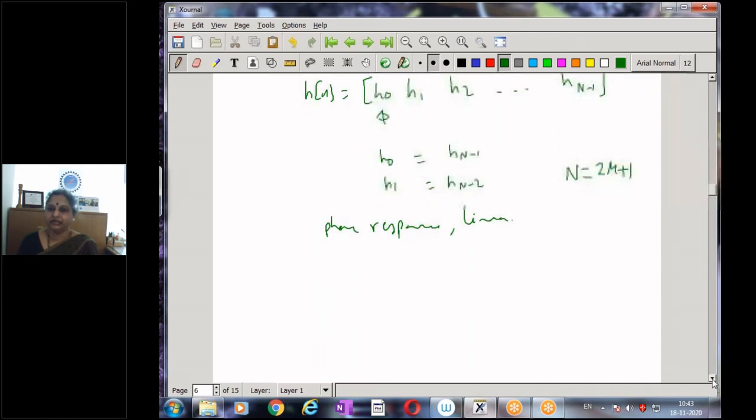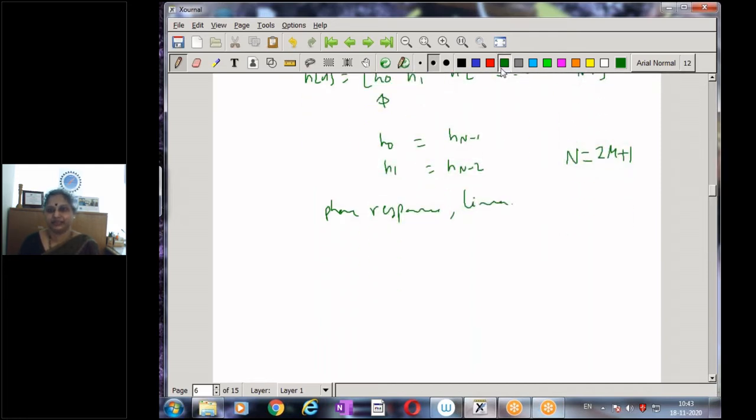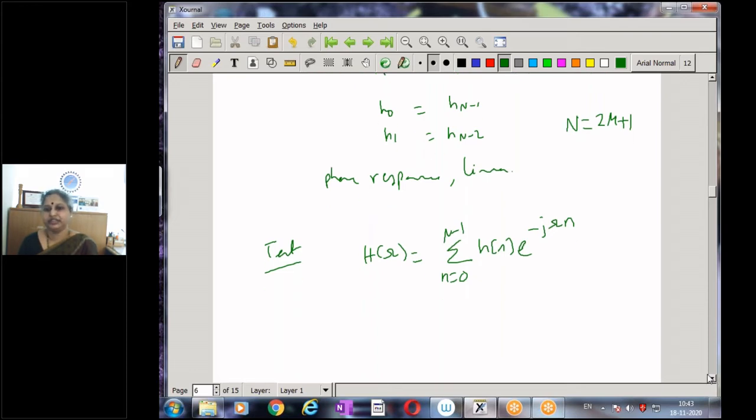So now how do we test the design? To test the design, all that I have to do is compute H(omega) for this designed system. So I have n going from 0 to n minus 1, h of n e to the power of minus j omega n. I need to just compute the frequency response H(omega), and once I evaluate this summation, I will get the frequency response of my designed filter.